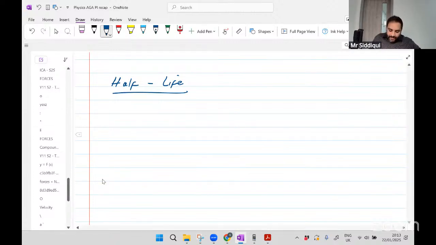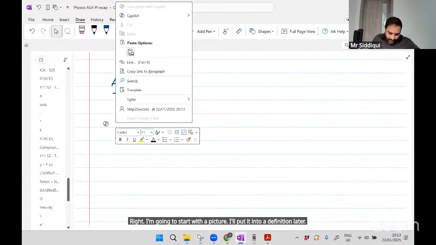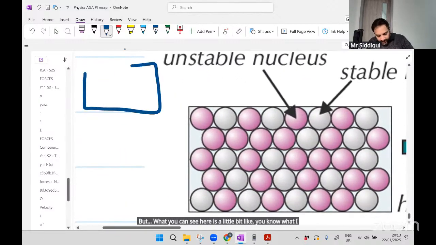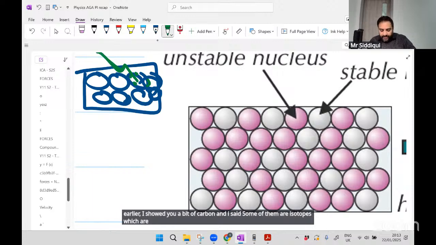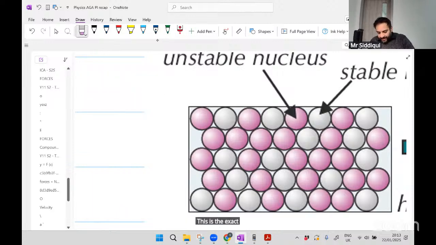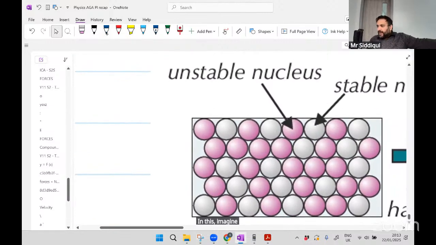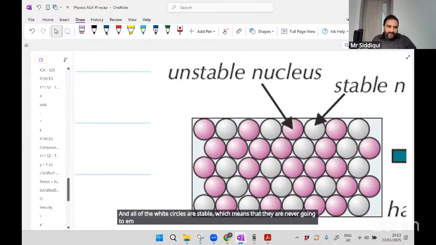Right. I'm going to start with a picture that I'll put into a definition later. What you can see here is a little bit like when I showed you earlier a bit of carbon, and I said some of them are isotopes which are unstable and so they will give off radiation. This is essentially the exact same image, where, as the labels show, imagine this is one piece of carbon or whatever, and these are all of the atoms in it, and all of the white circles are stable, which means they are never going to emit any sort of radiation. They're just going to enjoy life and stay as they are.